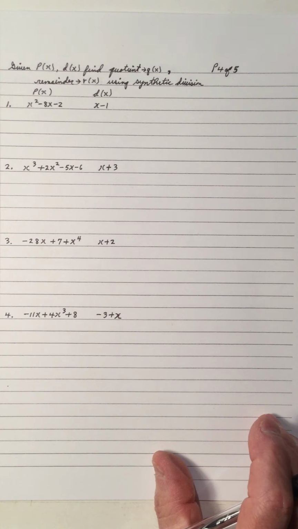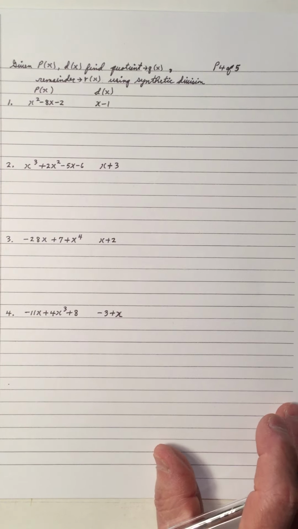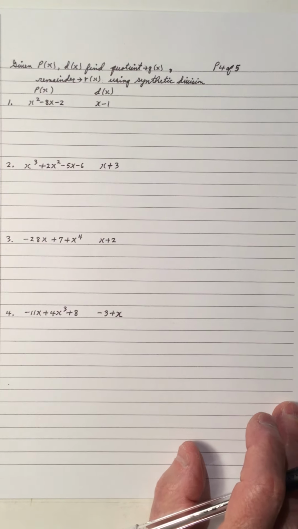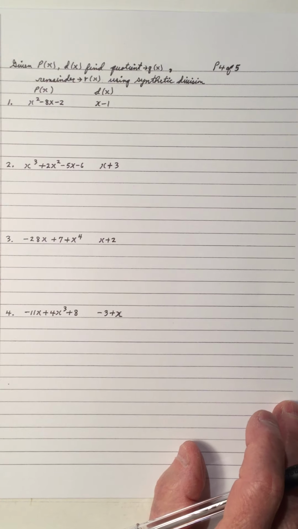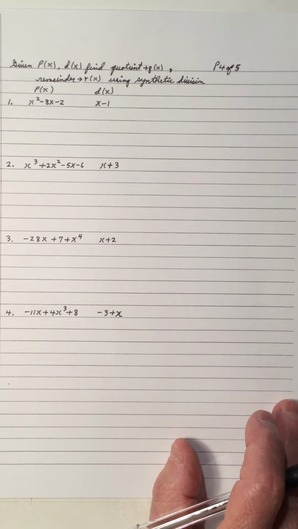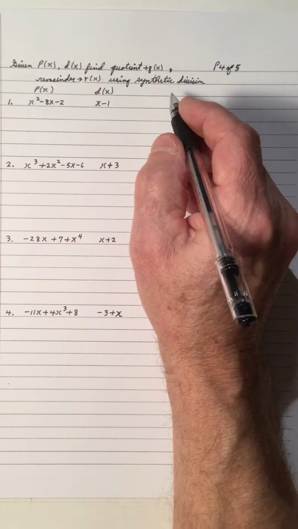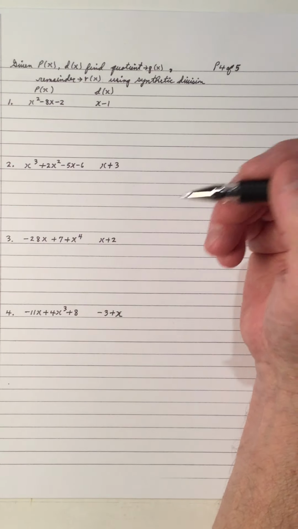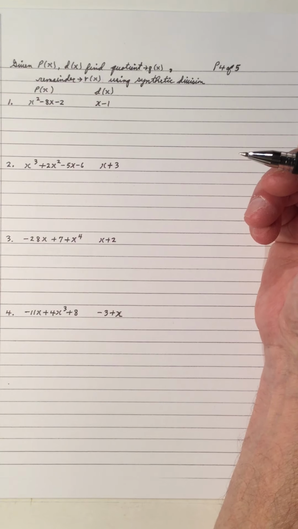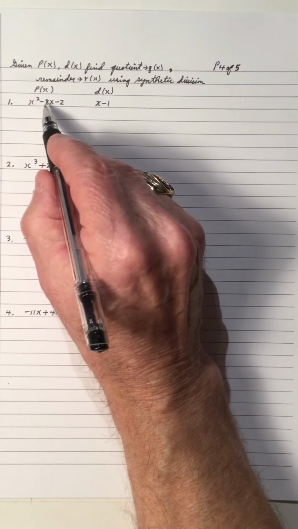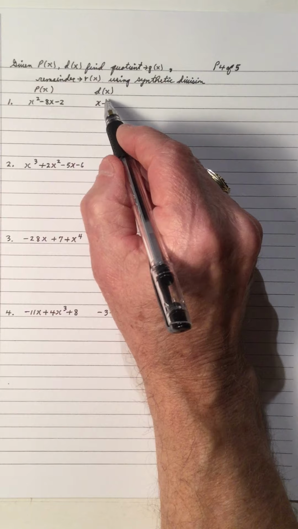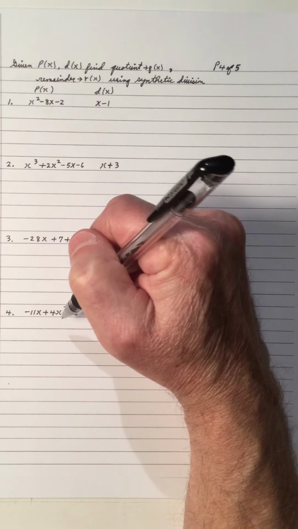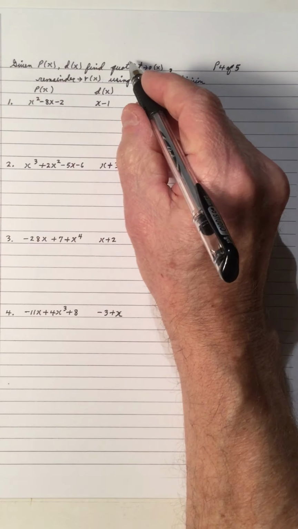Again, we're going to need synthetic division to help us find the roots of equations, etc. Very important to know how to do synthetic division. Know how to do the long division as a backup, but synthetic division is fast. Now we're given the p of x and the d of x in each of these questions. So we have to find the quotient.